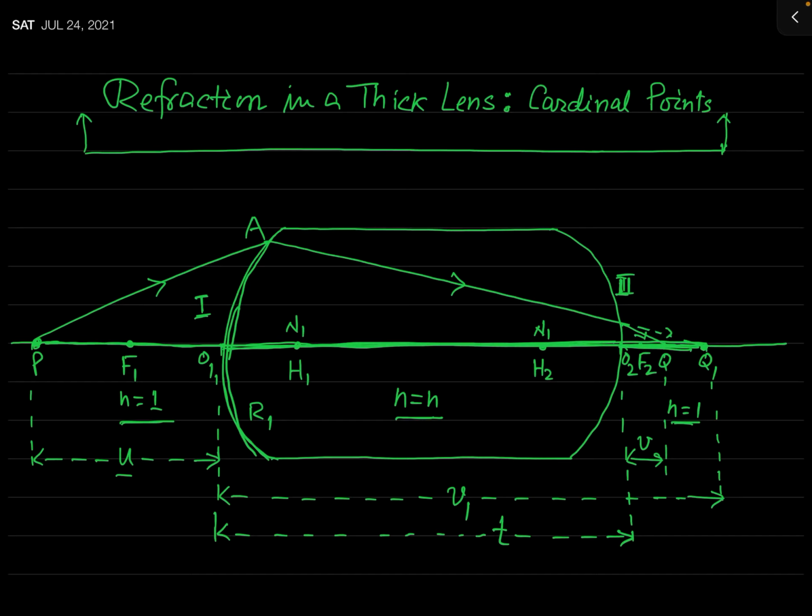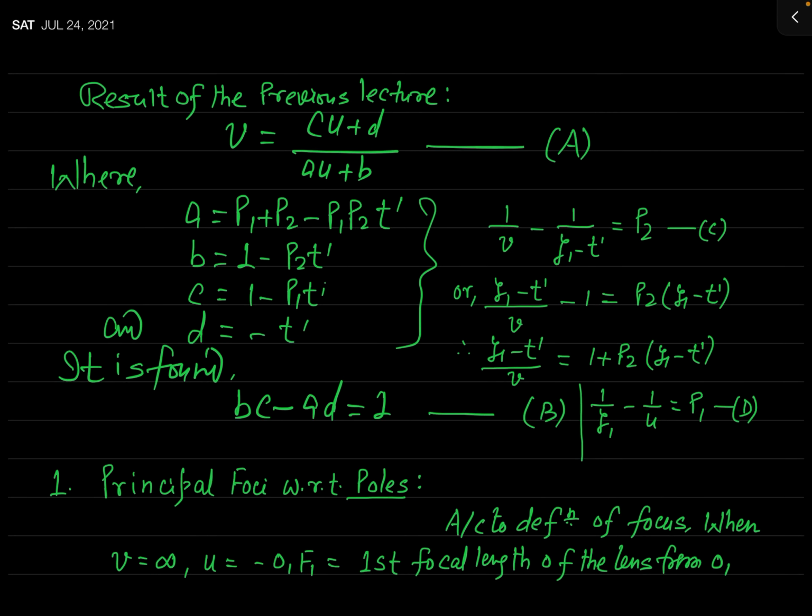You can see this figure. Actually this figure we have already discussed in the previous lecture. Here P is an object and Q is the image formed by the refraction in this thick lens. After dealing with the refraction at the two curved surfaces of this lens, we obtained a very important result, the relation between u and v. You can see what this result is.